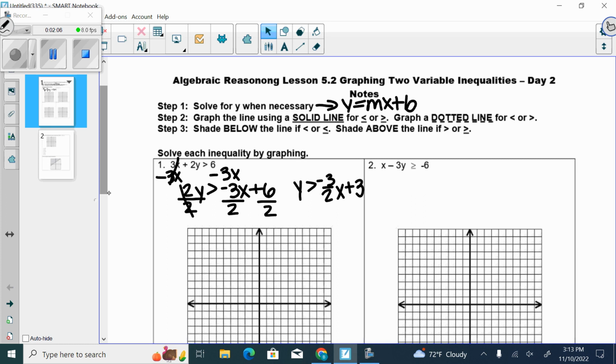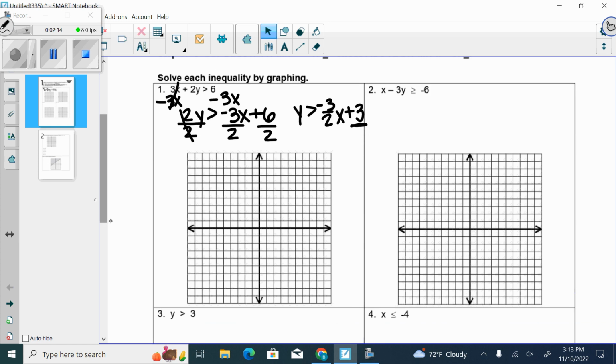Which number is going to tell me where to start? The positive 3. Very good. So this is where I start out on my y-axis. So I come down here, put myself a point at positive 3. So that means the other number tells us how to move, right? So if it's negative 3 over 2, how are we going to move? Down 3 over 2. Very good.